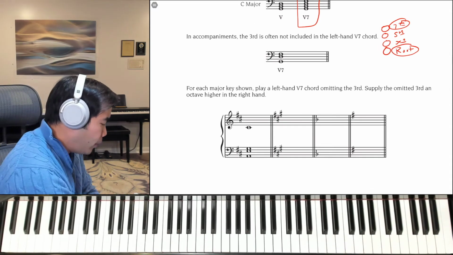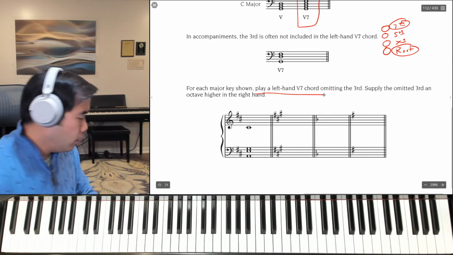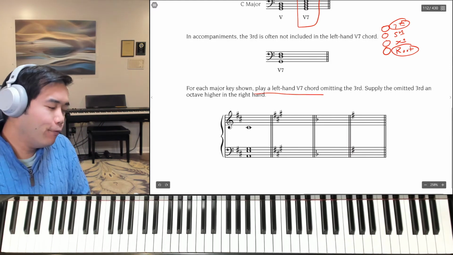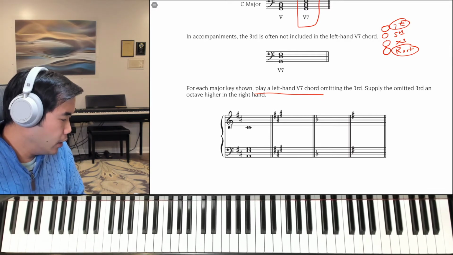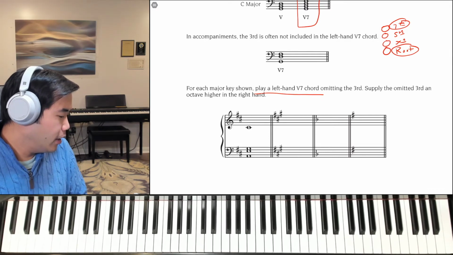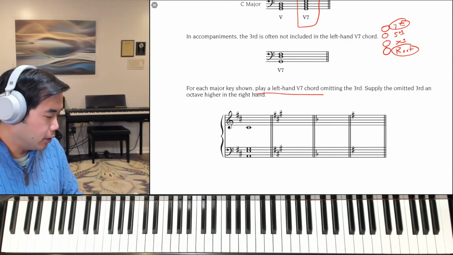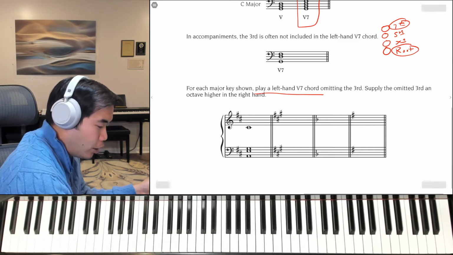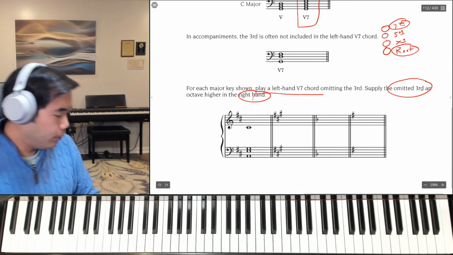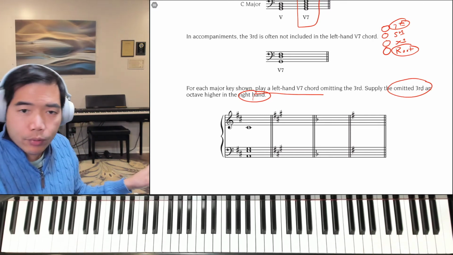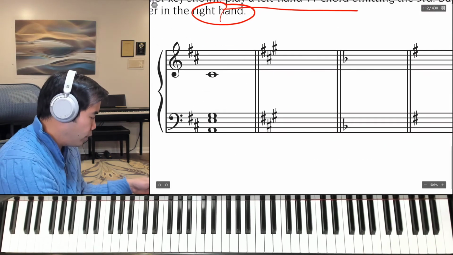So in this next part, we are instructed to play a left-hand 5/7 chord omitting the third. Supply the omitted third an octave higher in the right hand. So notice we're going to play the omitted third in the right hand an octave higher. So how do we do this? Let's look at the very first example that has been broken down for us.